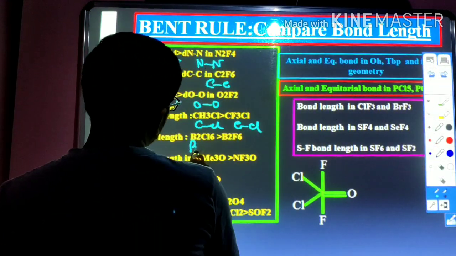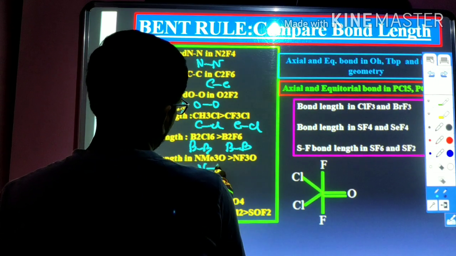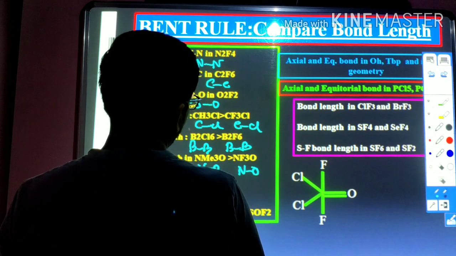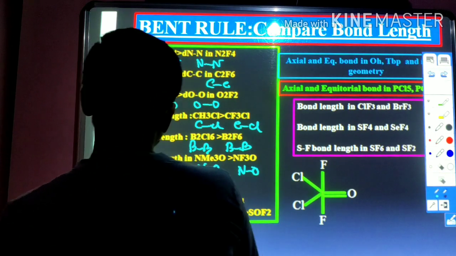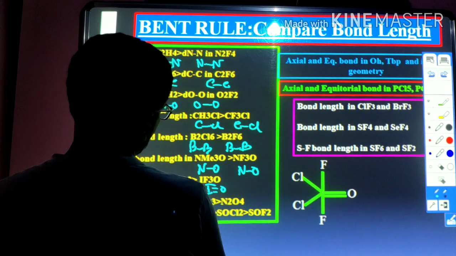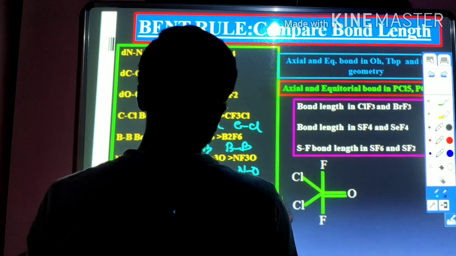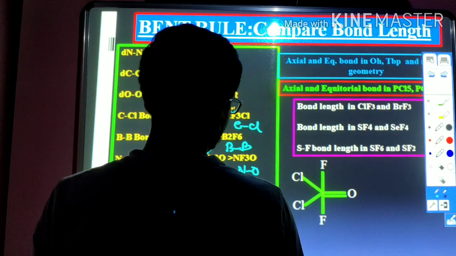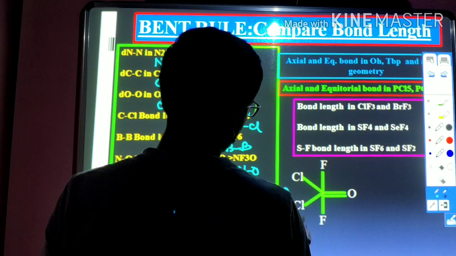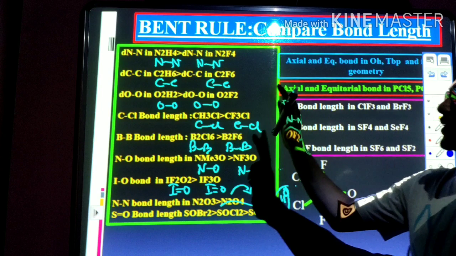Okay, here the B-B bond length, here the B-B bond length. Here the N-O bond length, here also the N-O bond length, and here the I-O bond length, and here also the I-O bond length, and here the N-N bond length. And in this case, the S double bonded O bond length will be entirely changed.